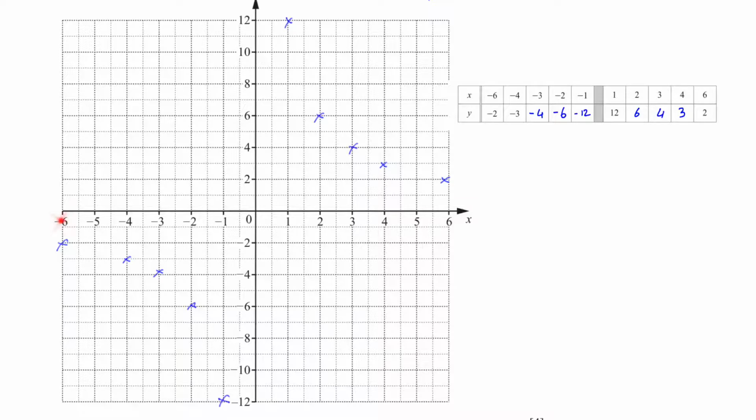When x is negative 6, y is negative 2. When x is negative 4, y is negative 3. The same way all the other points. Now we have to join them together to form our curve. Try to make a smooth curve. It's a little difficult to do, but you can manage it.